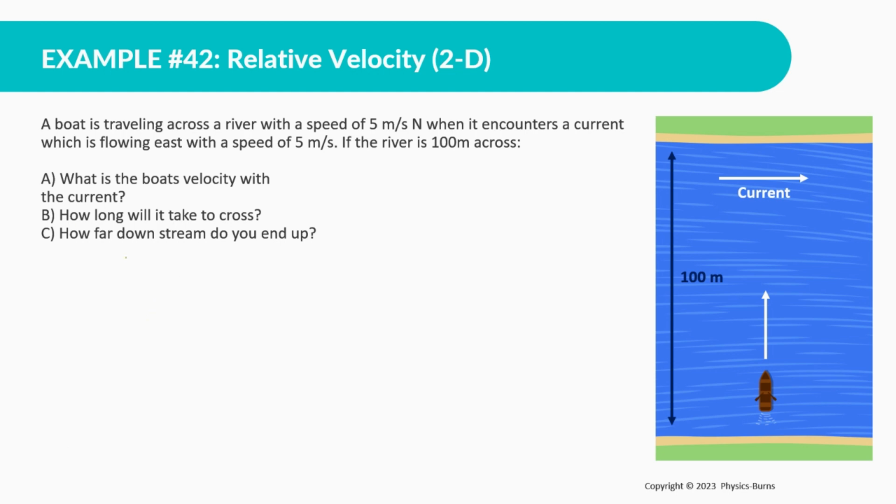But here we go. A boat is traveling across a river with a speed of 5 meters per second north. Okay, 5 meters per second. And actually, I'm even going to put that on the other side. Okay, 5 meters per second. When it encounters current, which is flowing east with a speed of 5 meters per second. Okay, so this current is also pushing it 5 meters per second. If the river is 100 meters across, what is the boat's velocity with the current?